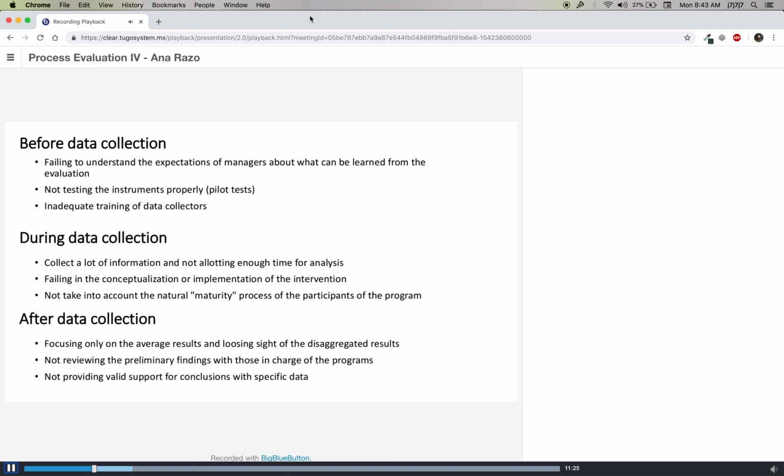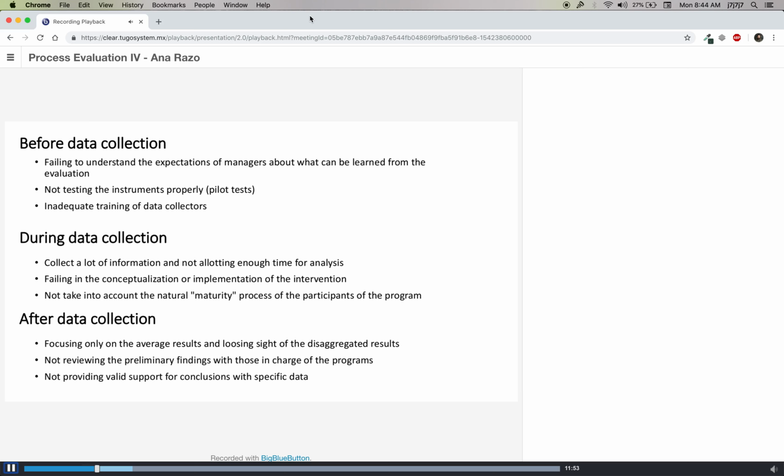So after data collection, and this has to do with analysis, there are some mistakes where evaluators take into account average results and lose sight of the disaggregated results or data that give information and provide context for the process evaluation. So you need to take into account everything else and not only the average results, and make sure that these are situations that explain a variable.